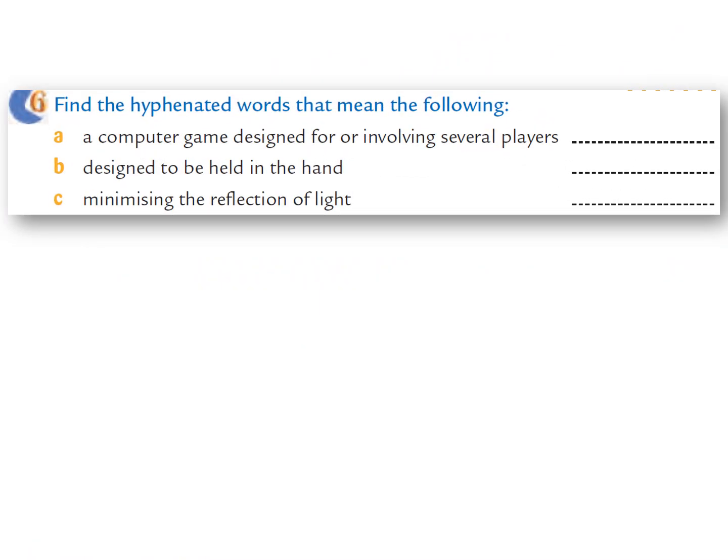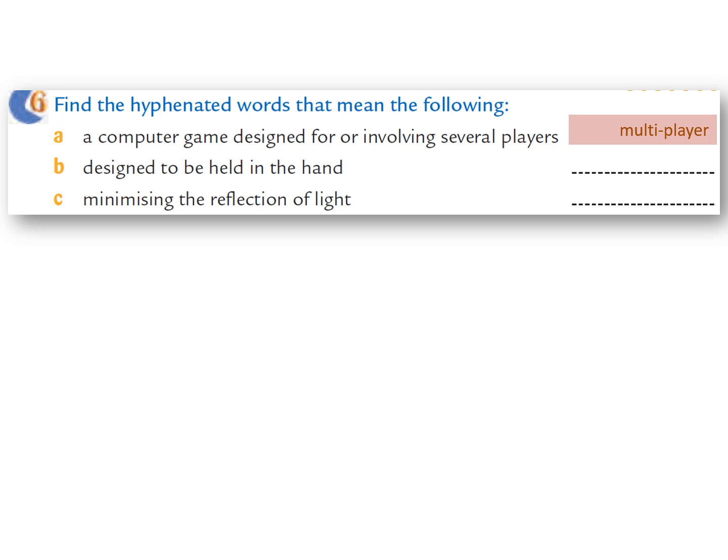Now find the hyphenated words that mean the following. Okay, hyphenated words are the words that have the small hyphen, the small line, between them. So a computer game designed for or involving several players means what? Multiplayer. So as we can see, these are hyphenated words, because these words that have the hyphen between them are called hyphenated words.